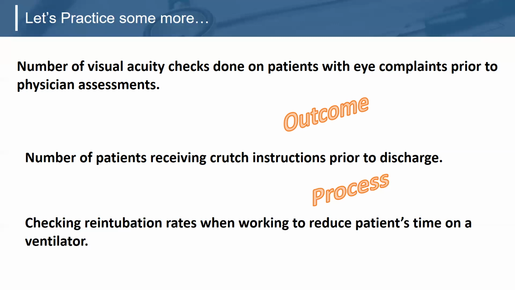If your project is about improving flow and capacity through a critical care unit, and one of the change ideas is to reduce the time on a ventilator, then checking re-intubation rates when working to reduce patients' time on a ventilator would be a balancing measure, because if re-intubations increase, then it means that the change idea actually isn't working very well.